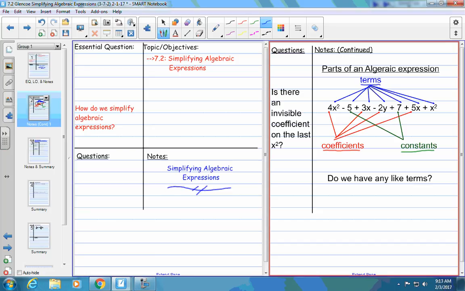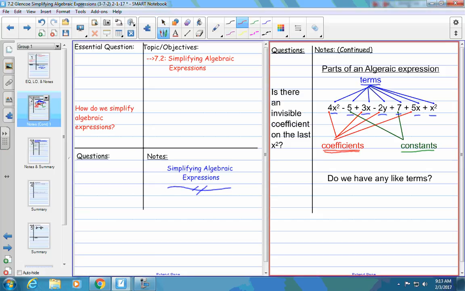You'll notice this first arrow goes to 4x squared. That's a term, 5 is a term, 3x is a term, negative 2y, 7, 5x, x squared. These are all terms because every one of these things is separated by addition and subtraction. So a term is anything separated by addition or subtraction. Next vocab word here, we have coefficients.